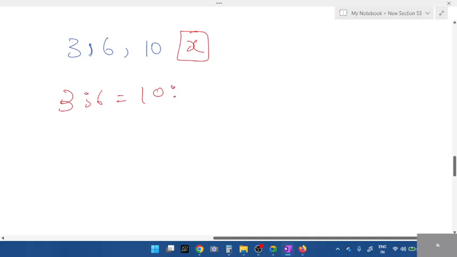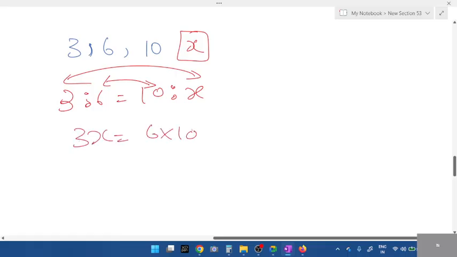First question: 3, 6, 10. A proportion should have four terms. There are only three terms here. The fourth term is missing. So take the fourth term as x. Rewrite this question. 3 is to 6 is equal to 10 is to x. Use product of means is equal to product of extremes. Product of means is equal to product of extremes. 3x is equal to 6 into 10.